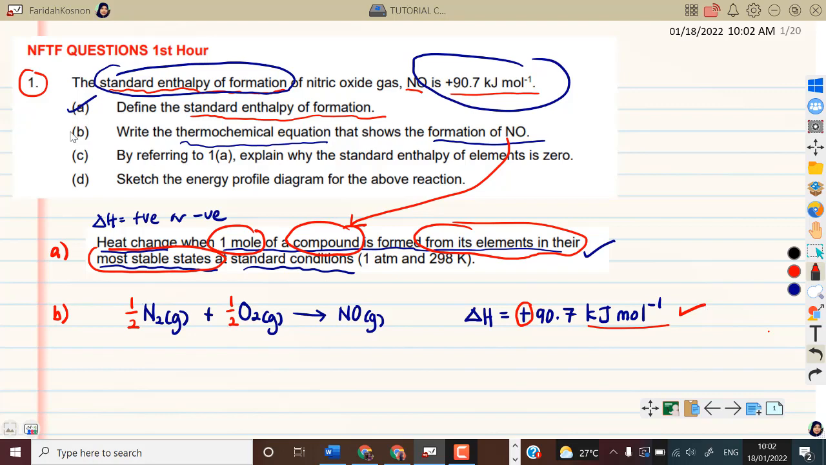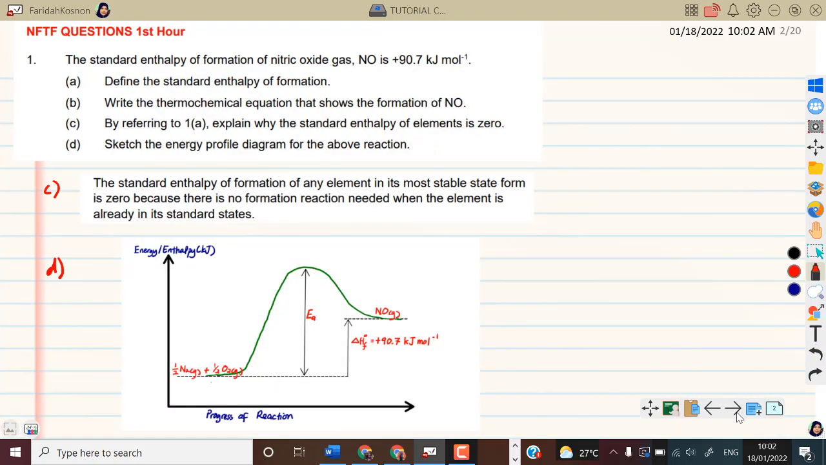So now let's move to question C. Kita dah settle A and B. By referring to 1A, explain why the standard enthalpy of elements is zero. Saya dah terangkan dalam kuliah kenapa standard enthalpy of any elements. For example, apakah elements kat sini? Nitrogen gas.